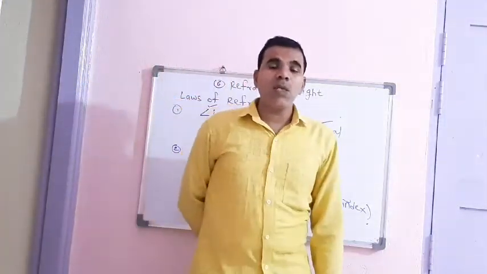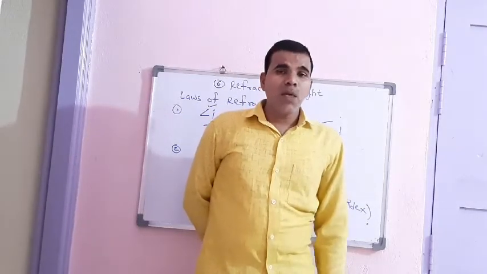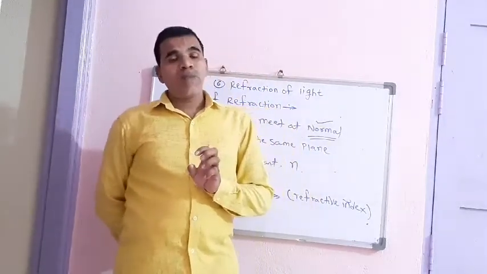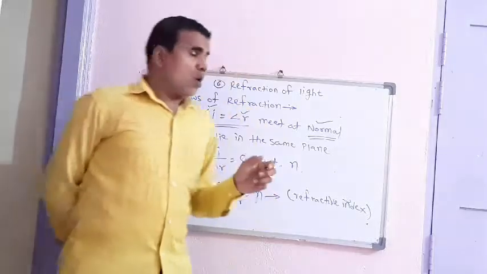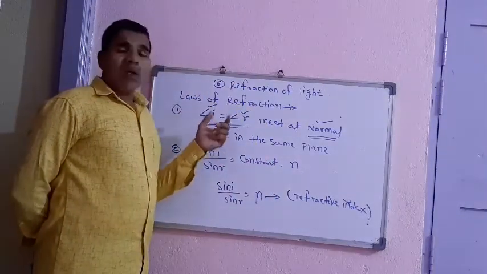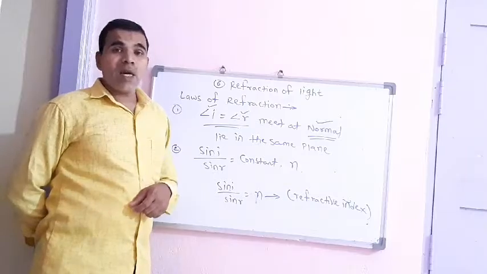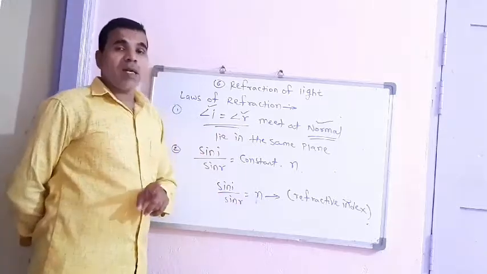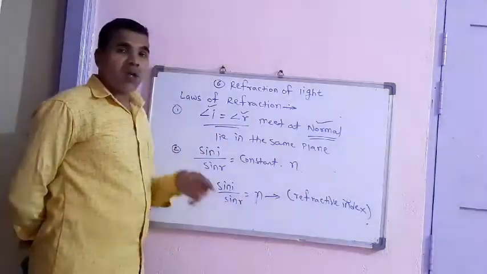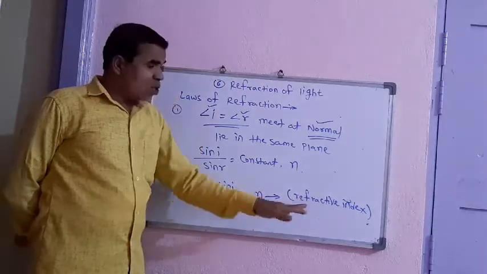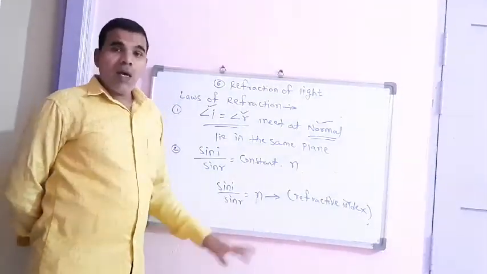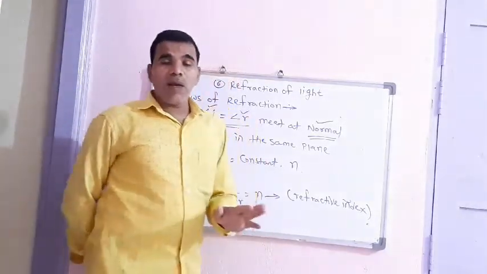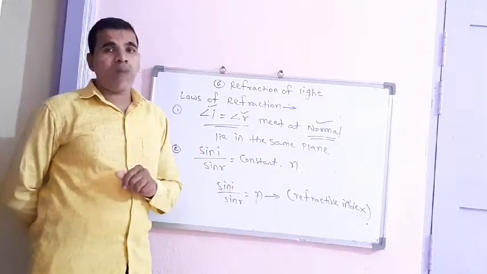So these are the two very important laws. They are important because on the laws of refraction we have to solve examples related to refractive index. Refractive index means the ratio of sin i to sin r, which is a constant. This constant is known as the refractive index. Refractive index depends on the velocity of light.